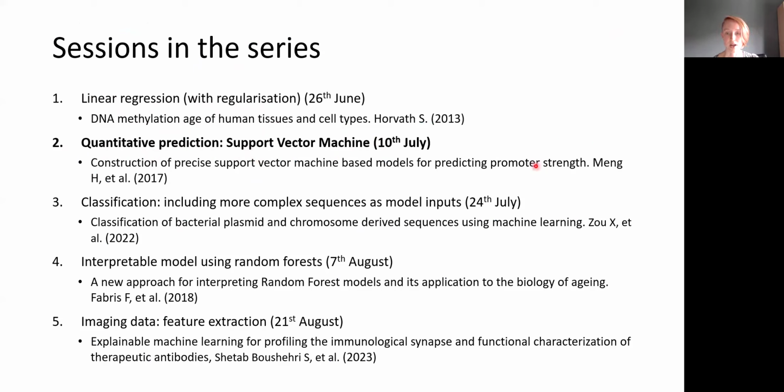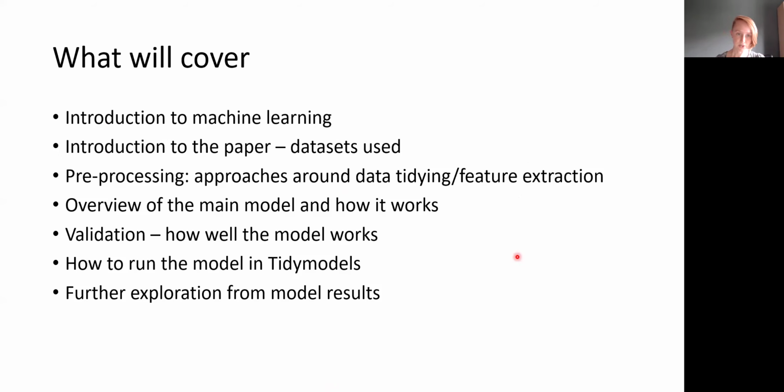And then we'll cover some different considerations and outputs for different machine learning models in the final three as we go through. So, what I will cover, for those of you who came to the last one, this will look very familiar. I'll start off with a quick introduction to machine learning, then move on to introducing the paper, so what data sets they've used and what they were aiming to do, then look at the pre-processing that they've done, looking at kind of feature extraction and things like that.